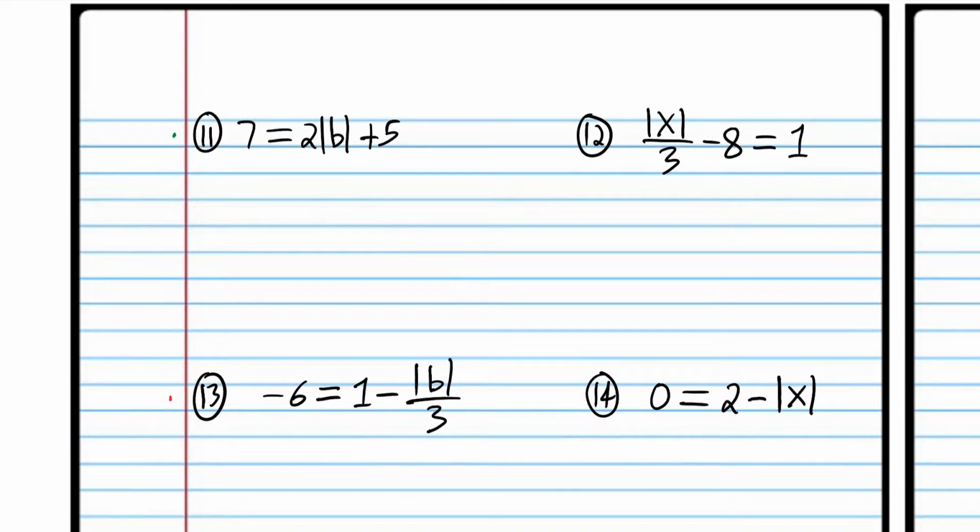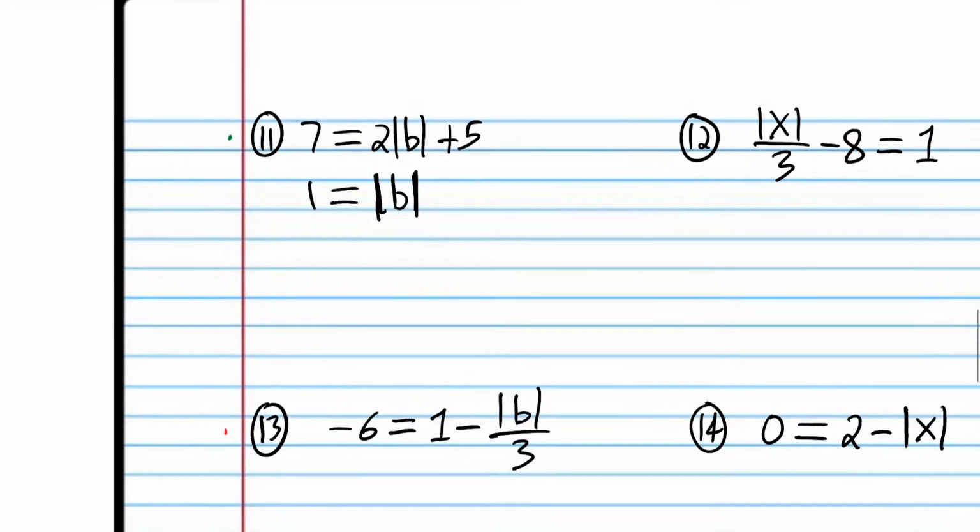All right, we're back. We're going to get 1 is equal to the absolute value of b. It's probably best if you make your absolute values fairly tall there. And then we can separate because at that point the absolute value is isolated.